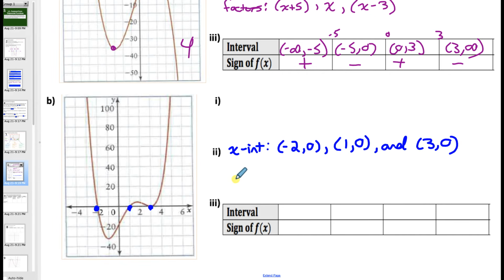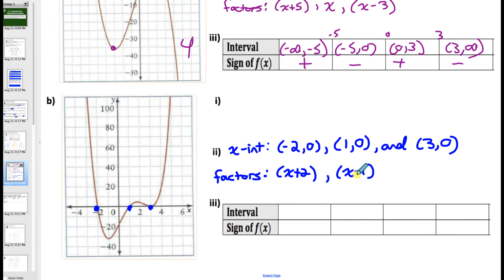What factors create those x-intercepts? So once again, I'm trying to figure out what factor would give me the x-intercept of -2. Reset it back to 0, move that over, and I get x plus 2 is the factor that when set to 0 and solved, we get -2. So x plus 2 is a factor.